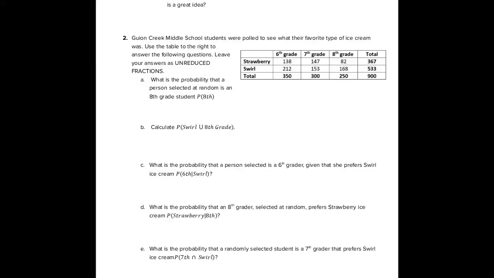Okay? So, what is the probability that an 8th grader is selected at random? That is not conditional. If it's not conditional with a vertical number, the denominator is always the total. So that's over 900. The probability that it's an 8th grader, you want all 8th graders. So that is 250 over 900, and we are not reducing our fractions.